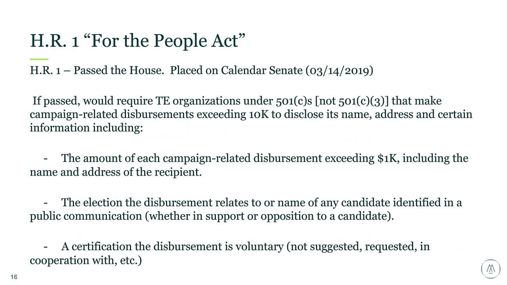One of the bills that has passed the House so far, in March of 2019, is the For the People Act. This act would relate to campaigning, related disbursements exceeding $10,000. If you're an organization that's not a 501(c)(3) and you have made disbursements over $10,000, they want the name and address of all the campaign activity, the disbursements to candidates, and a certification that it was a voluntary contribution.